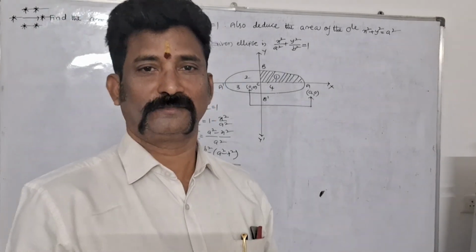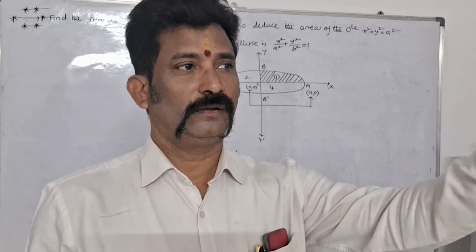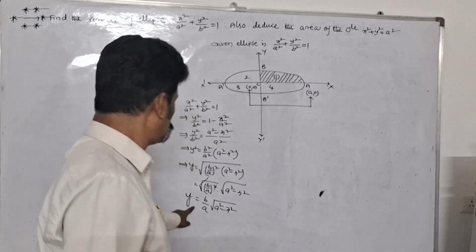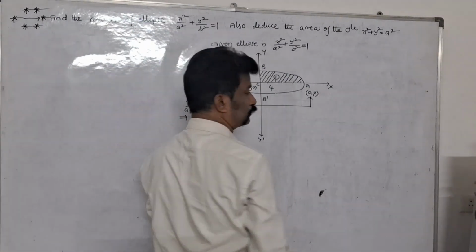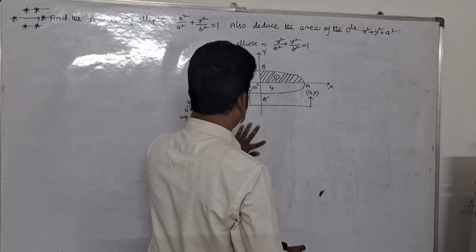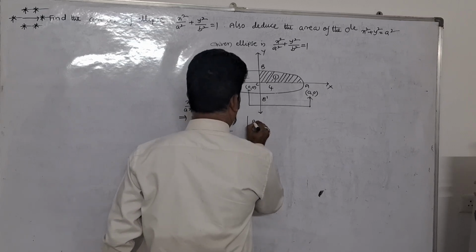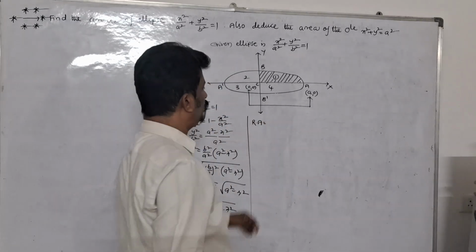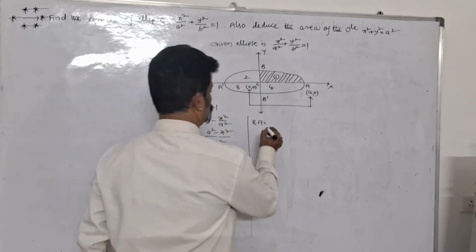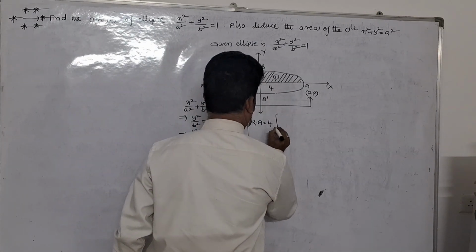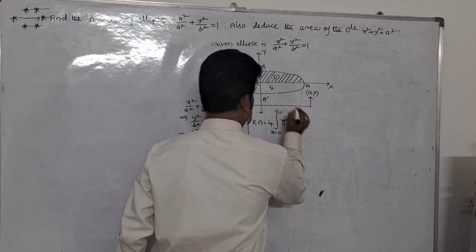Step 1 is ready: we can find the y value from the given curve, y is equal to b by a root over a square minus x square. Step 2, limits ready. Now the required area is equal to, how many areas are there? 1, 2, 3, 4. It is symmetric about both the axes. So you have 4 into integration x is equal to 0 to a of y dx.